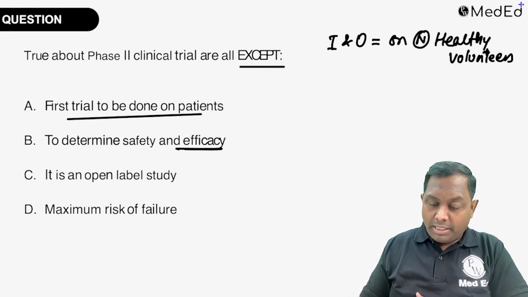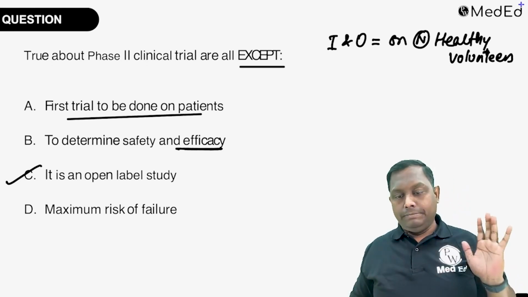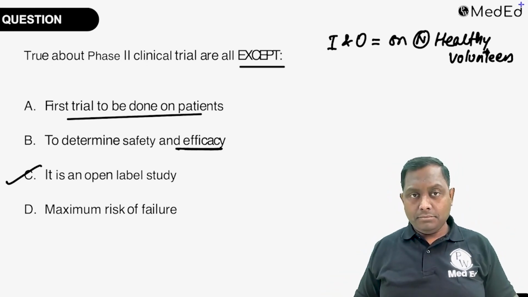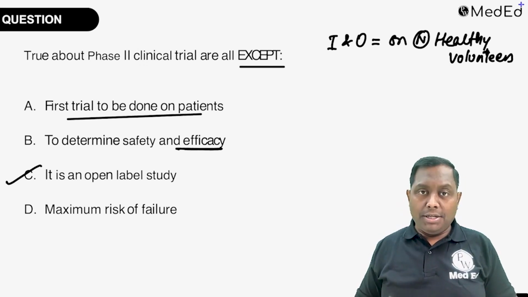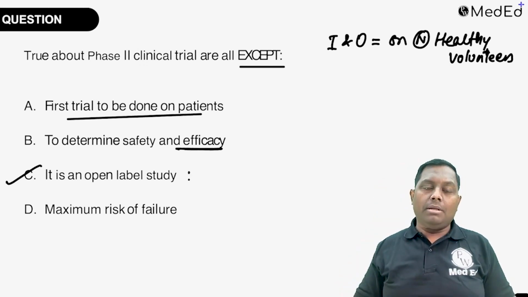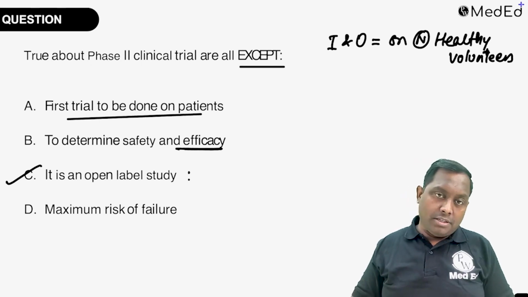You have to find out an "all except". It's not open label. Open label means everyone is aware who is taking what kind of drug and what is the possible ADR. So it is not an open label study. Open label study नहीं होते हैं, right? Open label मतलब everyone is aware who is taking what kind of drug and what is the possible ADR.